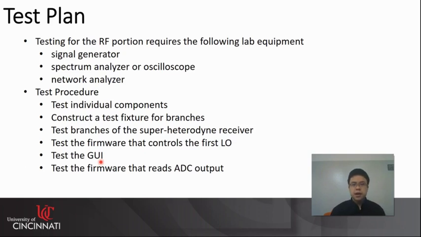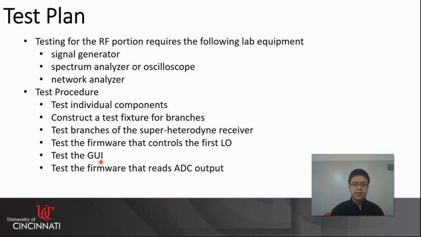Regarding our test plan, in order to test our project, we need the following lab equipment. First of all, a signal generator to generate a desired frequency signal, and a spectrum analyzer, oscilloscope, and network analyzer in order to analyze the spectrums. The test procedure includes, first of all, testing individual components, like the log detector, the bandpass filter, and the low-pass filter, to make sure that all of them meet the specifications described in the datasheet.